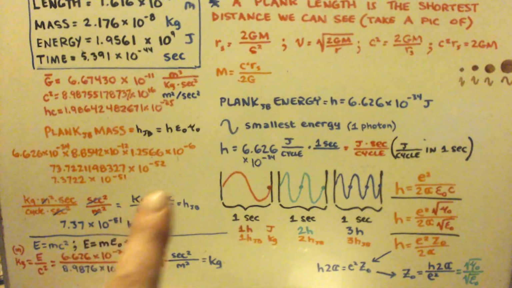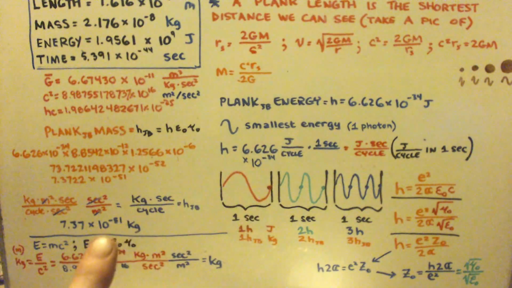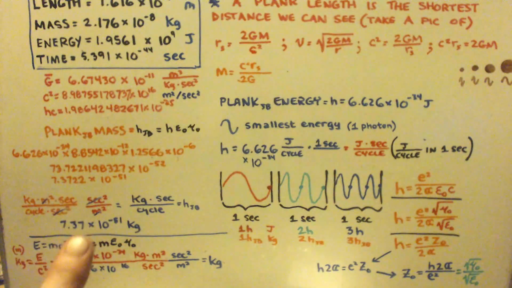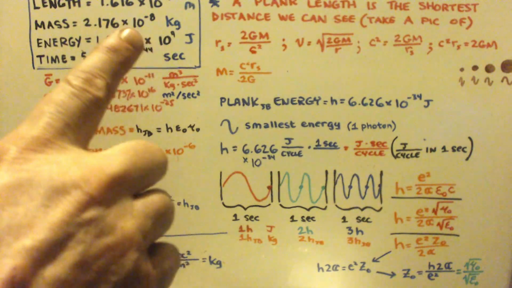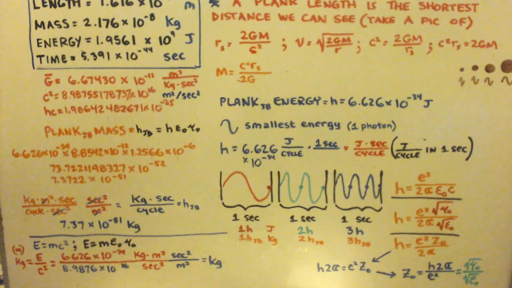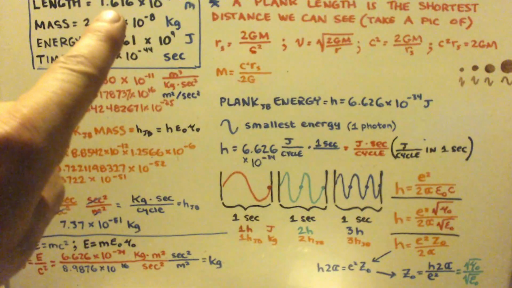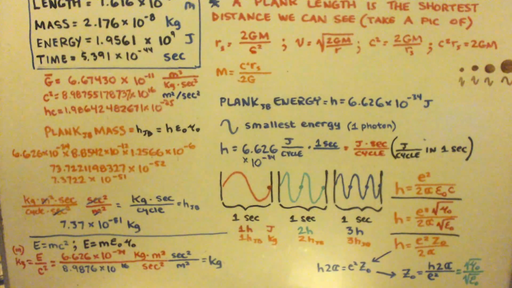This is the smallest energy. This is the smallest kilograms. These correlate to what you can't see. If you put that energy or those kilograms in this little length here, you will make a black hole. That's all it's saying.